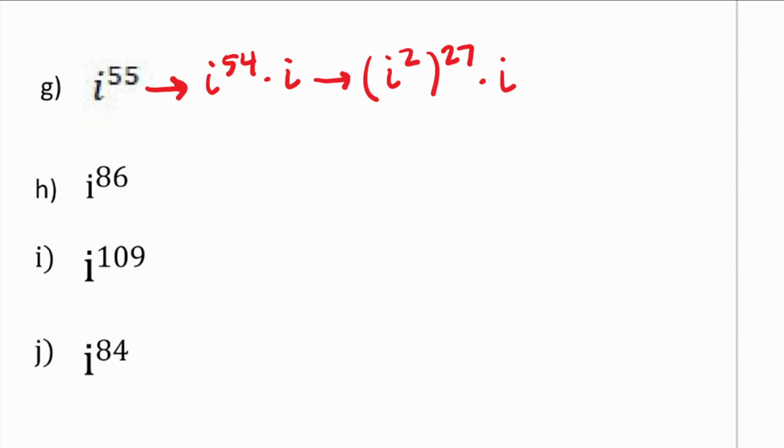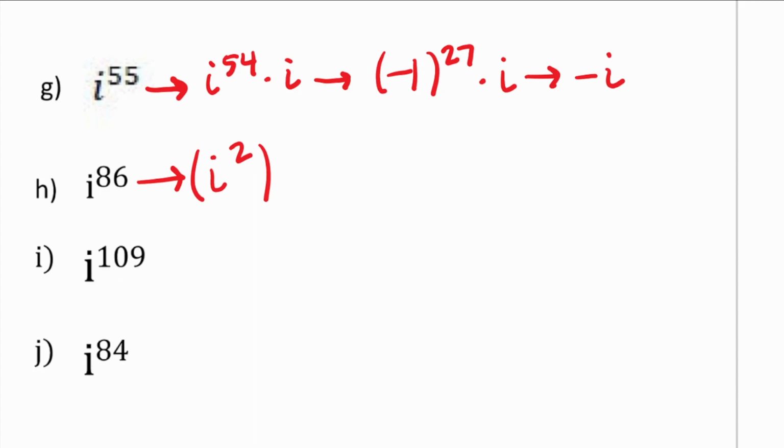Okay, i squared is negative 1. And negative 1 to the 27th power is going to be negative 1, because negative 1 to any odd power is negative 1. And so I get negative i. With i to the 86, that's already an even number, so I divide it in half. 86 is 2 times 43. i squared is negative 1.